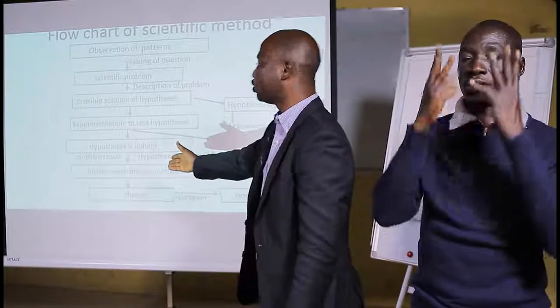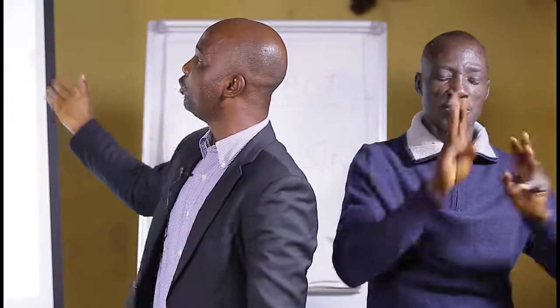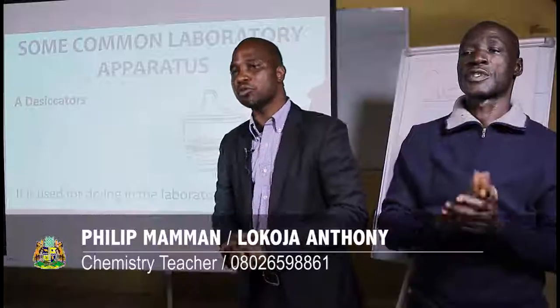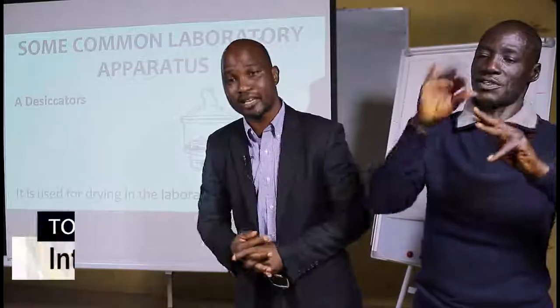Then it becomes a theory, and the theory becomes constant over a long period of time. It becomes a principle or a law. This is how the scientific method can be shown using a flow chart. My wonderful students, I have told you that these scientific methods are experimented in the laboratory.